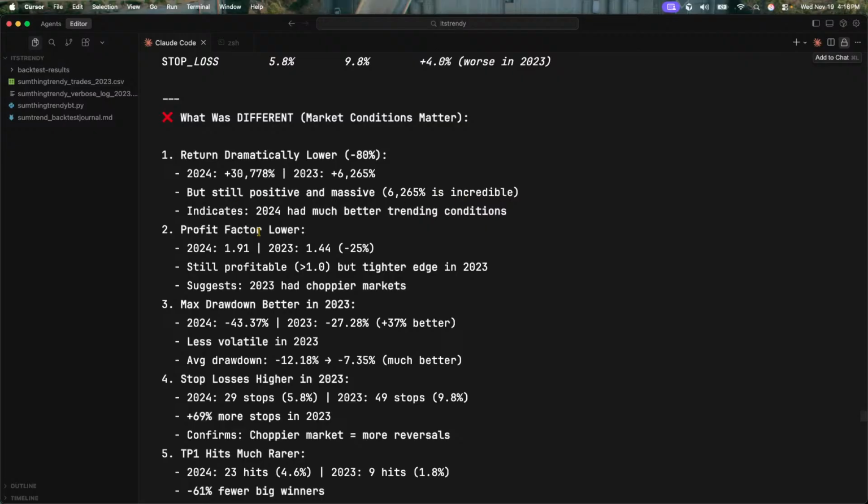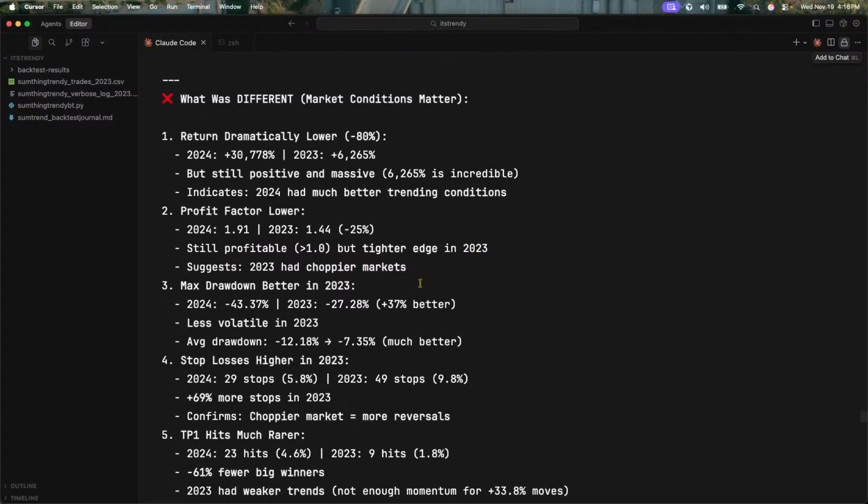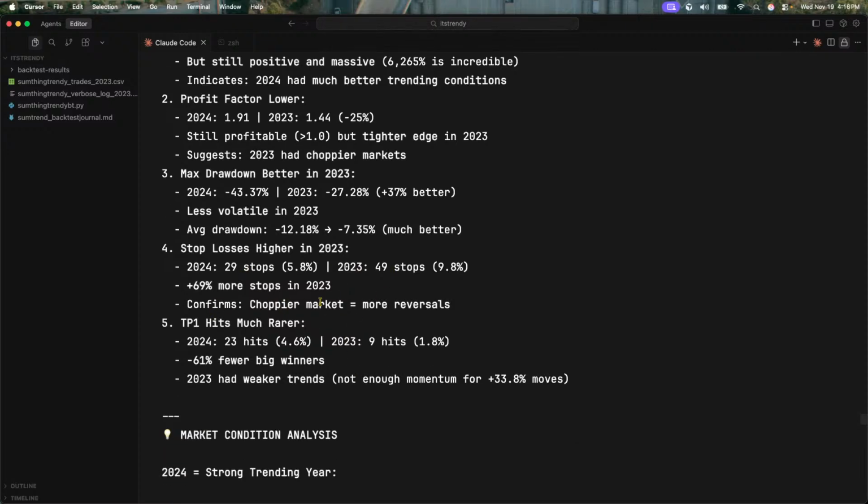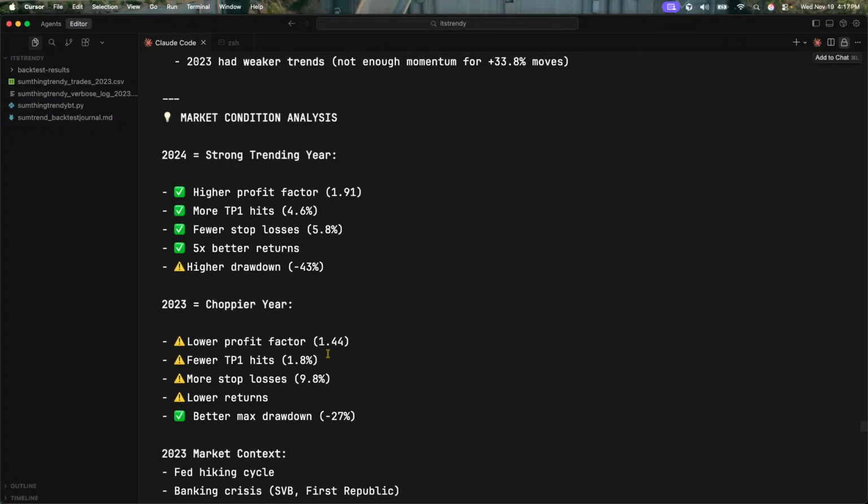6,200 is still incredible. This indicates that 24 had much better trending conditions. Profit factor is lower, still profitable, but tighter in 23. Suggests 23 had choppier markets. Max drawdown better in 23. Stop loss is higher. Confirms choppier markets equals more reversals. TP hits are more rare. Higher drawdown. Okay.